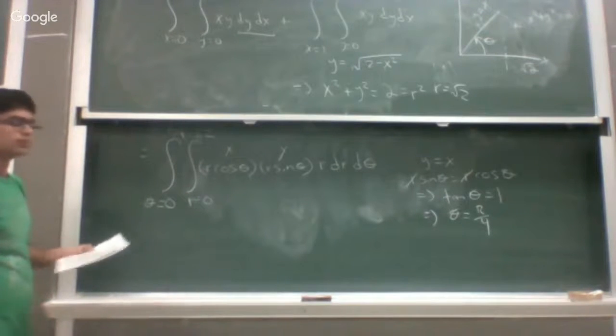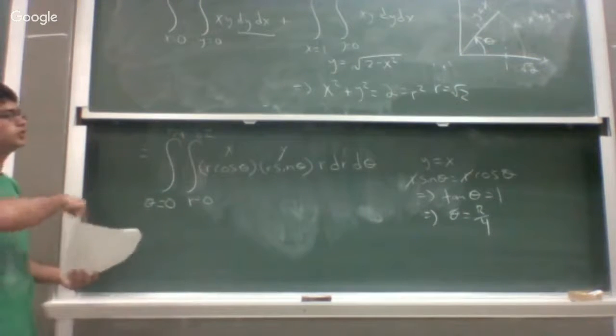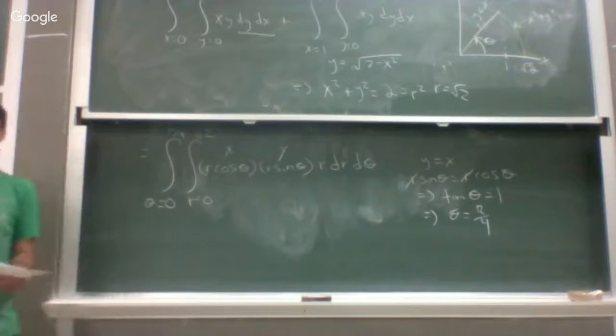Did you know r goes to square root of 2 just because it's like the max value it can be? Yeah. From the origin to the outer end. Yeah. Okay.